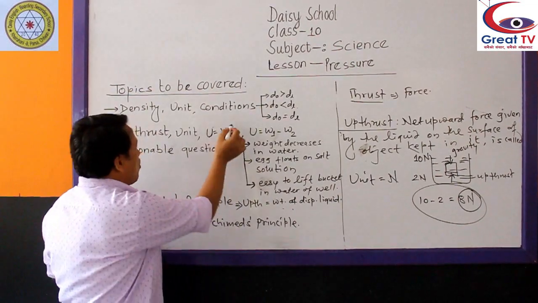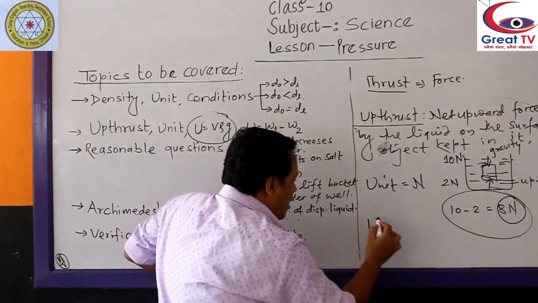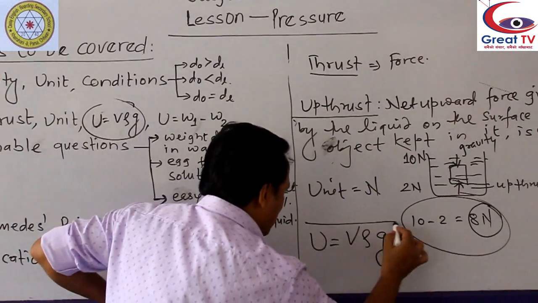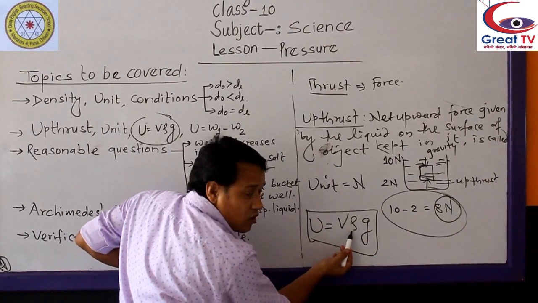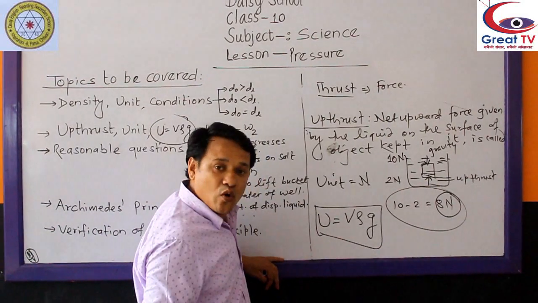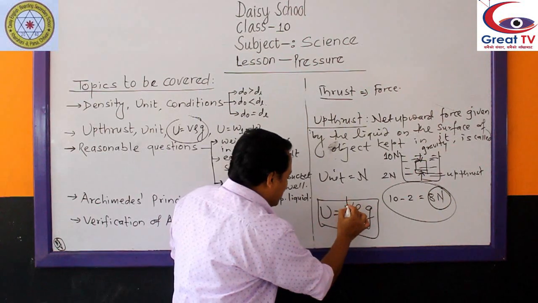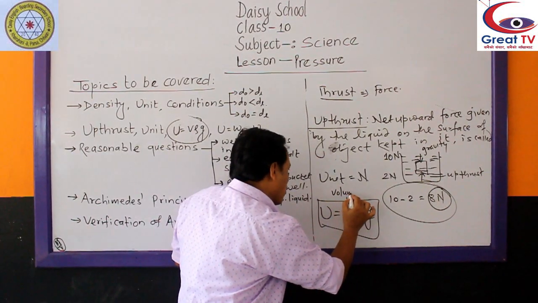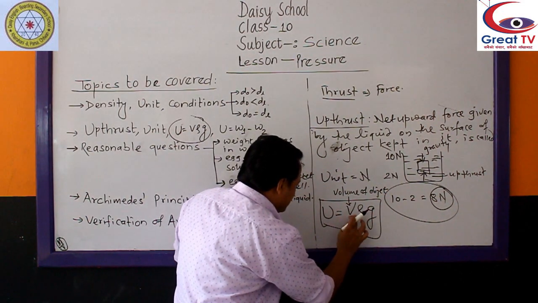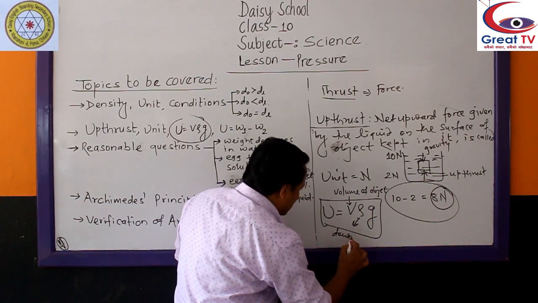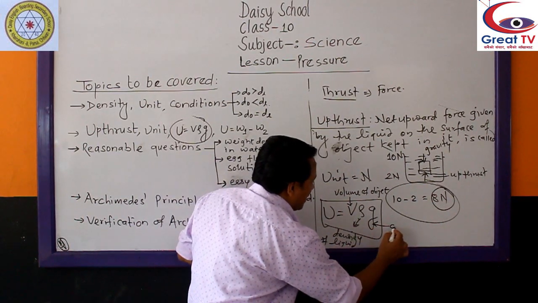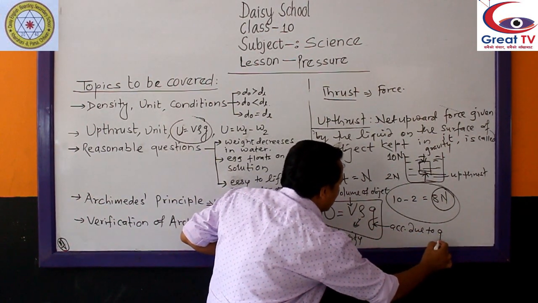Don't forget, here is one relation. Actually, upthrust of an object depends on three factors. We say V rho g, okay? This is called rho. Rho means density. V means volume of object. Rho means density of liquid. And g means acceleration due to gravity.